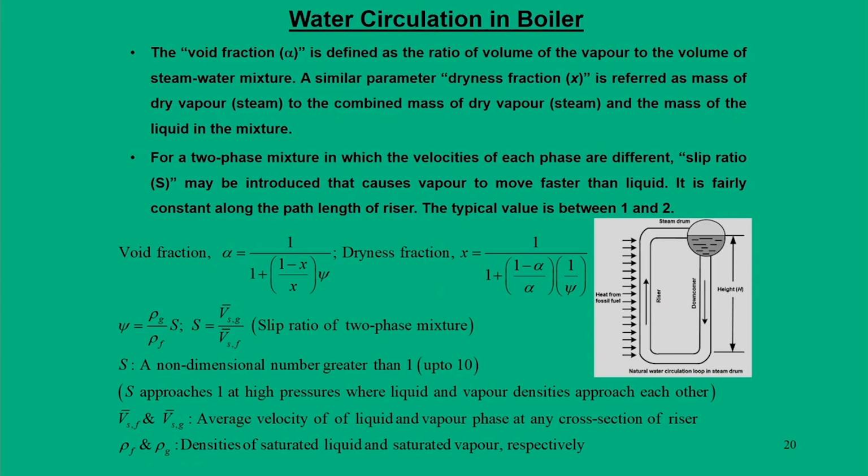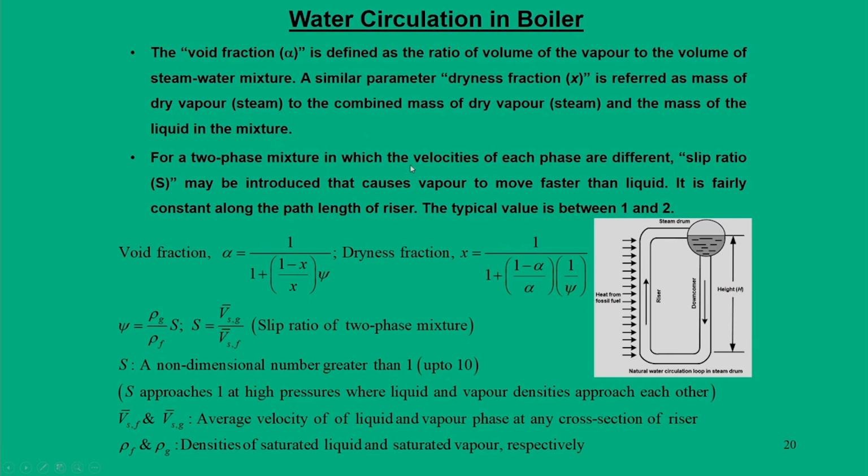Of course, there are other parameters involved. I mentioned the void fraction, which is defined as the ratio of the volume of the vapor to the volume of the steam-water mixture. The dryness factor is also important, which is the mass of dry vapor or steam to the combined mass of the steam and liquid in the mixture.